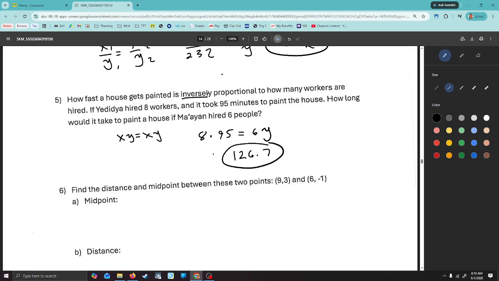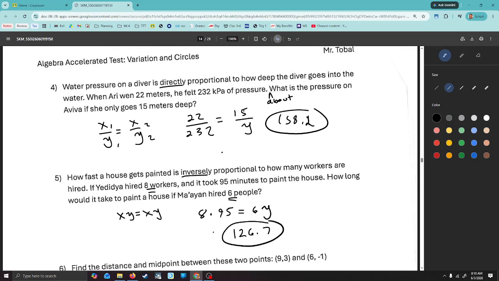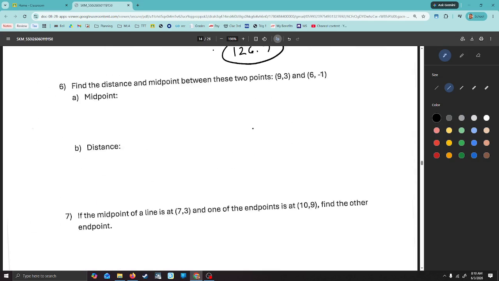If you ever want to think about it, always think of it logically. If Manyan has fewer workers, that means that it should take longer. If it's directly proportional, if Aviva's going less deep than Ari, then it should be less pressure. You always could think of it logically.